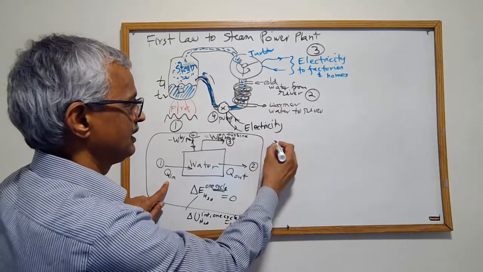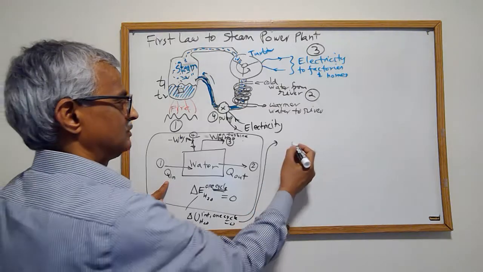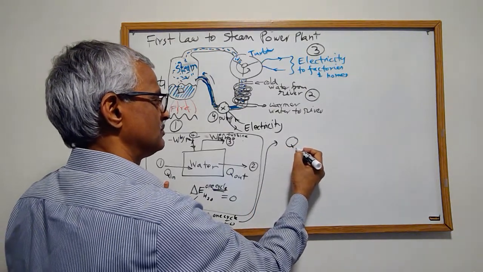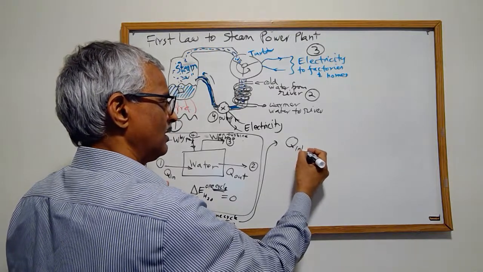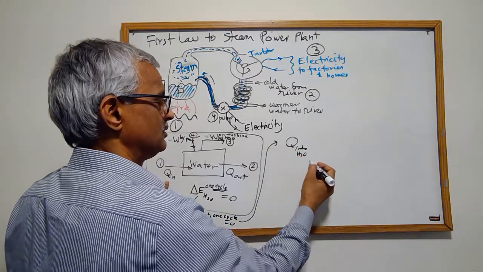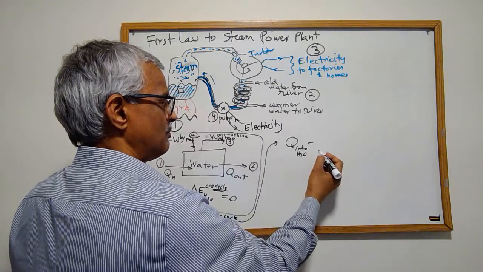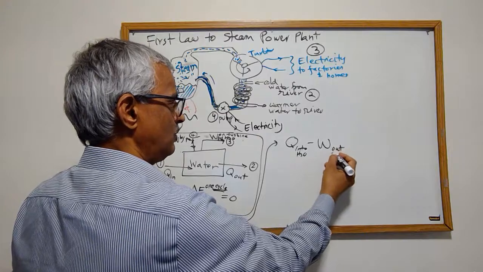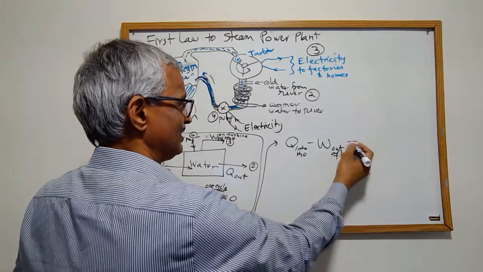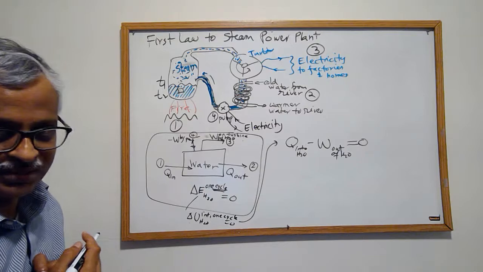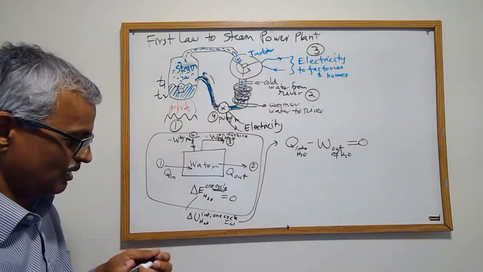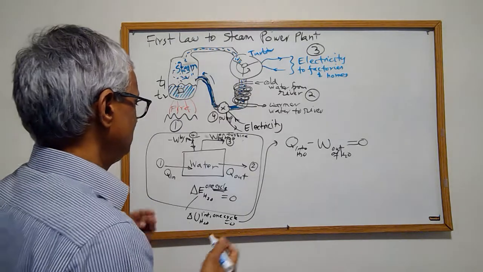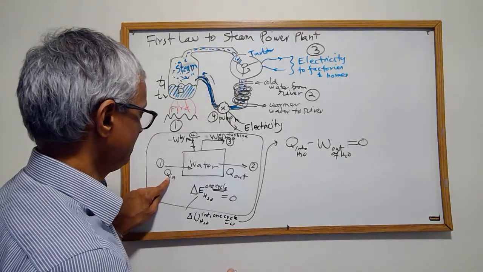And so now I can write that in thermodynamics terms. So all the Q's: Q into H2O minus W out of H2O equal to 0. So that's the overall first law. But let's look at the accounting. So the Q into came in here.